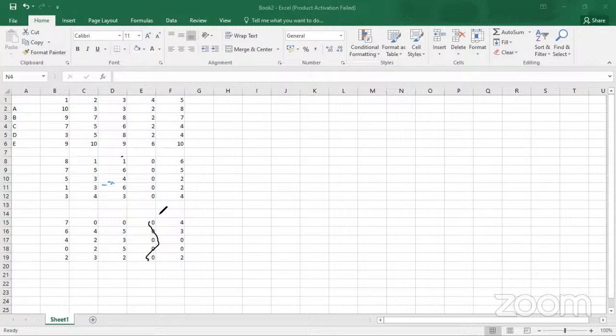Then again, search for zeros. Our objective is to cover all the zeros. All the zeros are not covered. Still, search for single zero row or column. Third row. So cover it with a column. Fifth column. We cover. Okay, 1 minute. Sorry.